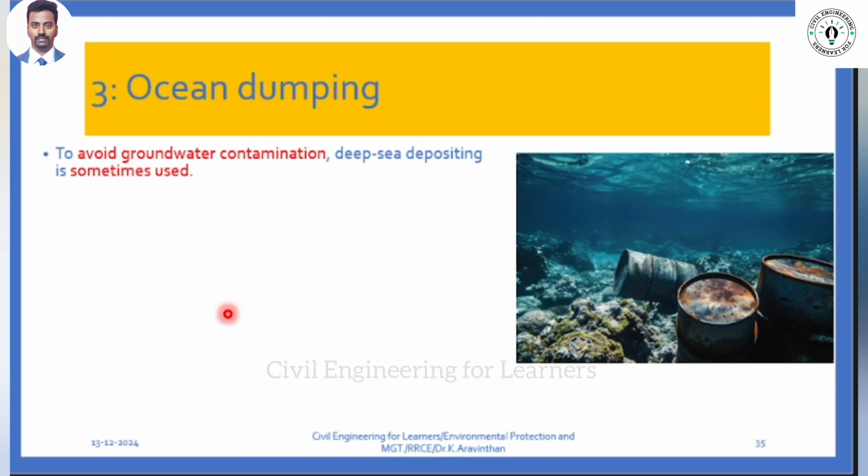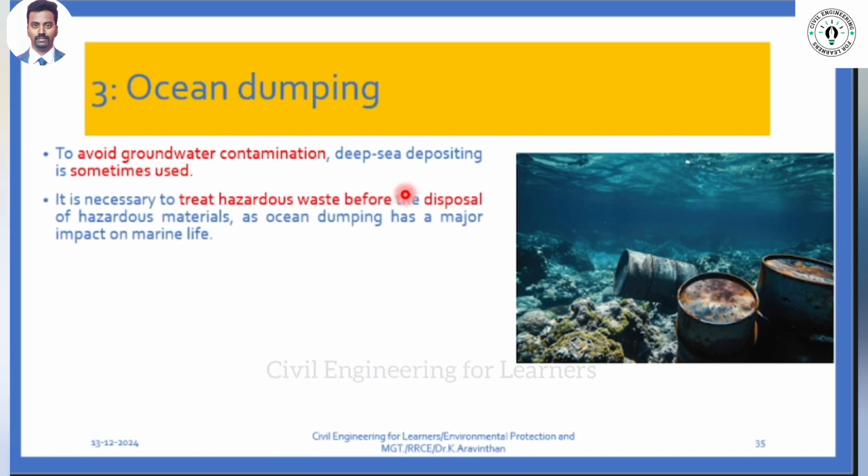Third thing, how they dispose is they dispose deep into the sea. This is not acceptable. Basically, we should not dispose this waste in the sea. What will happen due to this? Does it affect the marine environment? Yes. If you place your hazardous waste in the ground, it contaminates. So in order to avoid contamination of the groundwater, they are depositing in the deep sea, but it is not acceptable. So it should not be done.